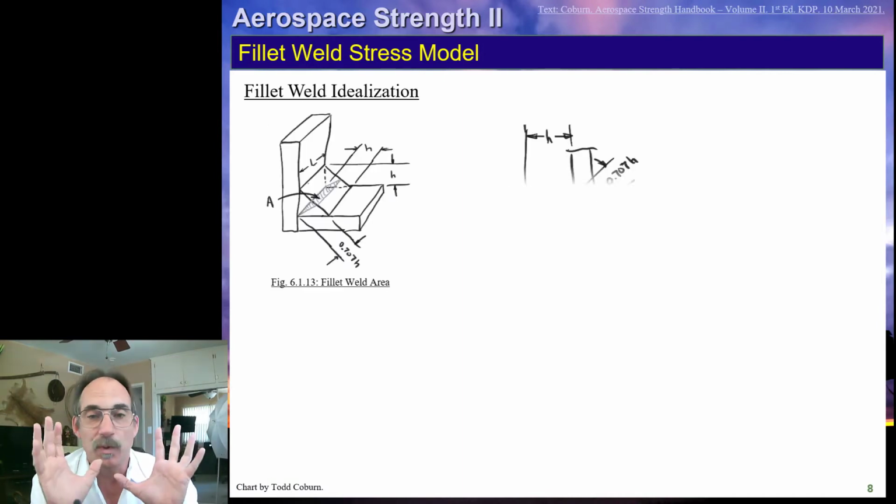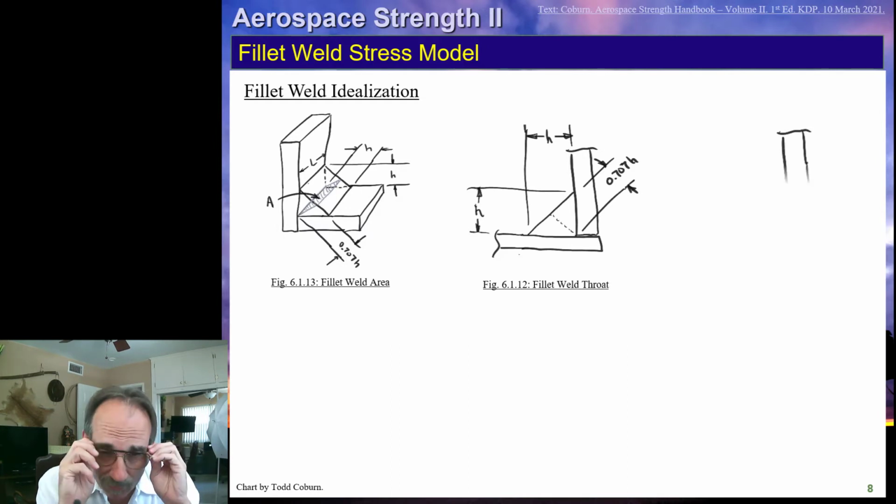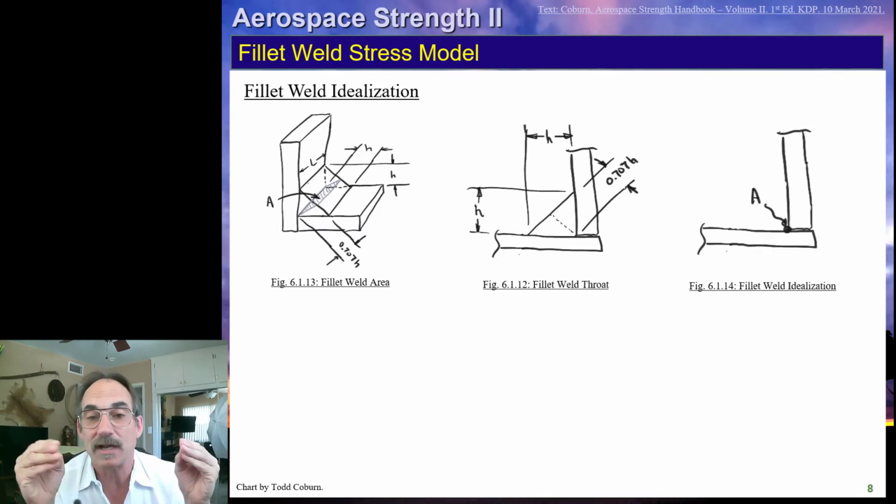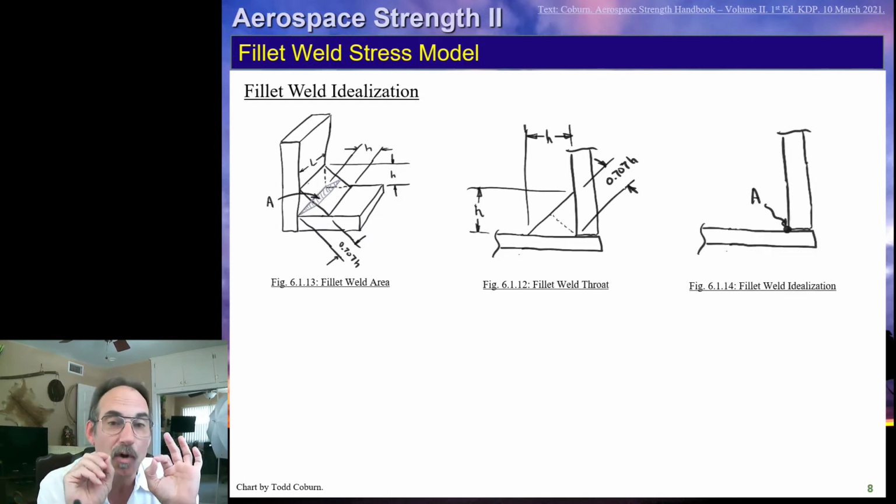Now, what we're going to do when we find a fillet weld is we're going to pretend that we're going to resolve all of the stresses that might occur into shear stresses, and we're going to pretend that they all occur right there in the weld.